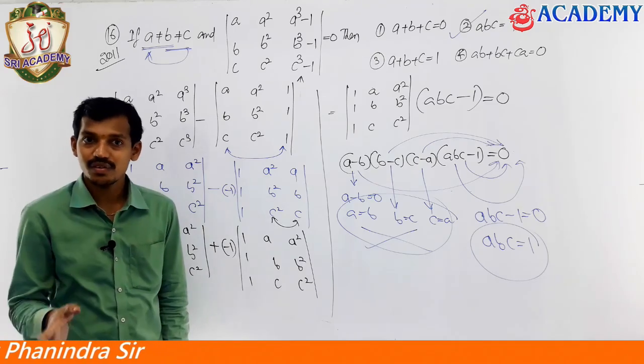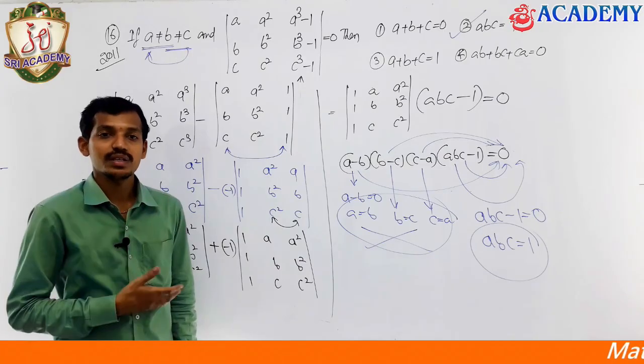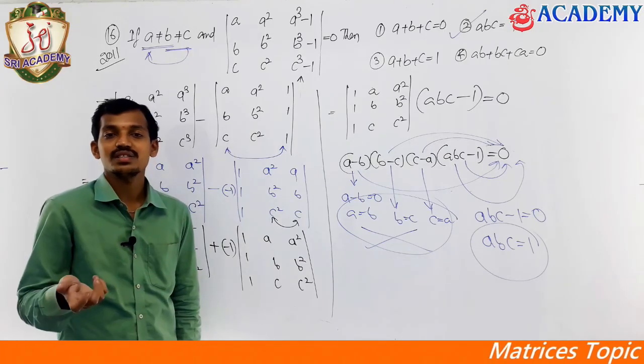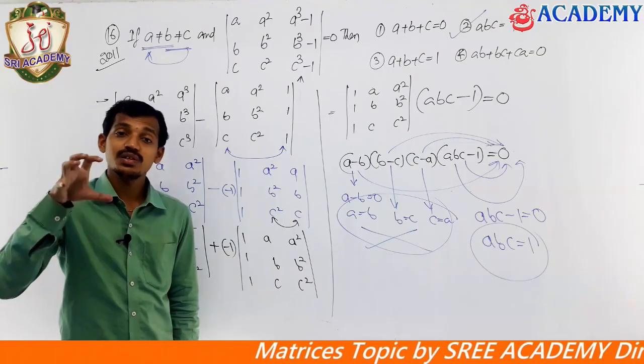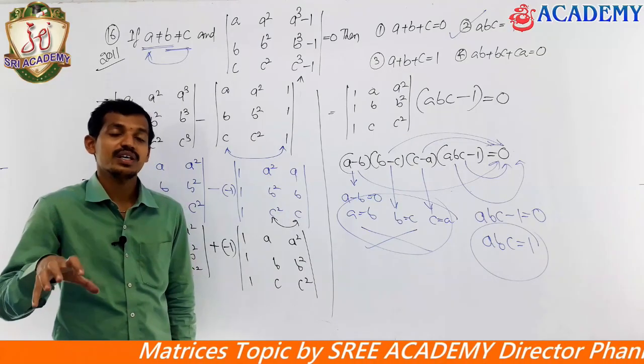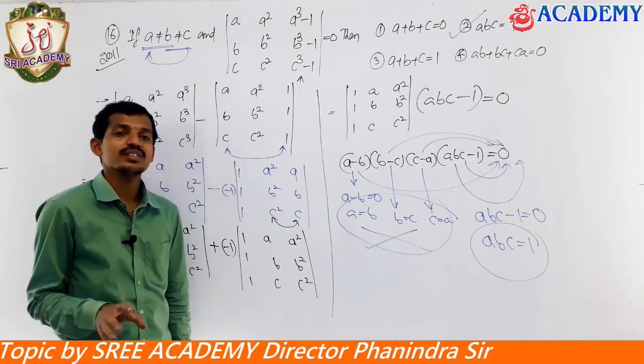The properties are very important, and some more results are there. You have to remember those results, and singular matrix and non-singular matrix are also very important. You have to remember this also. This is the total concept of determinant of a matrix. From this you are going to get one question compulsorily, you will get 1 mark in ECET.